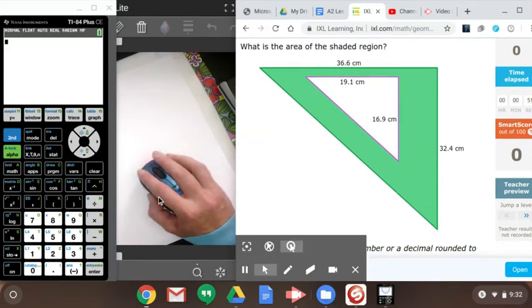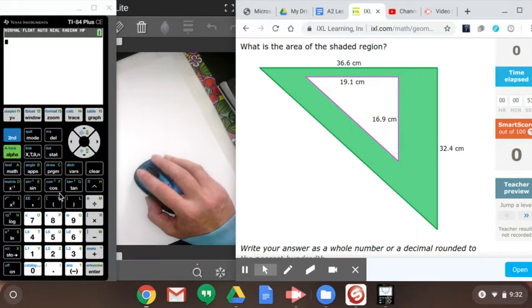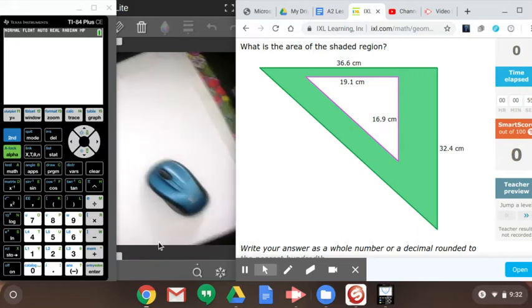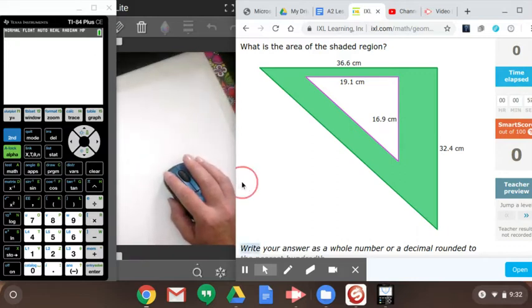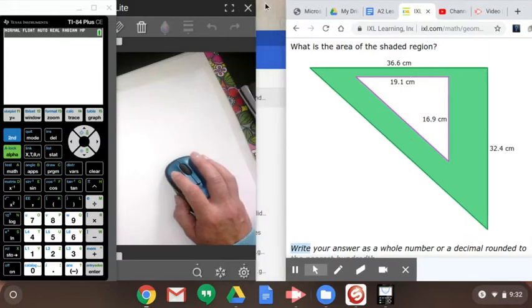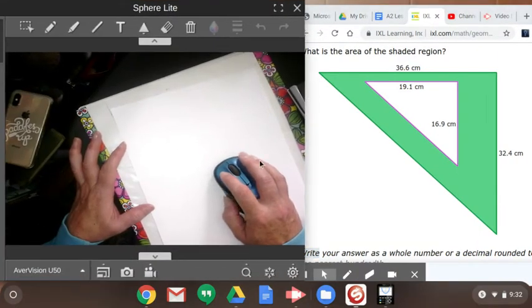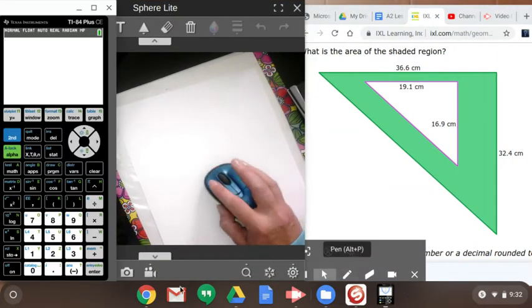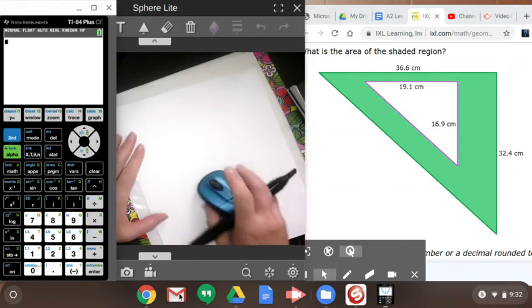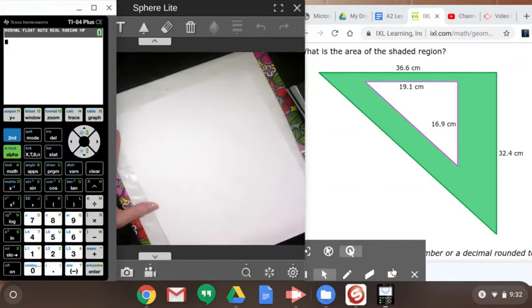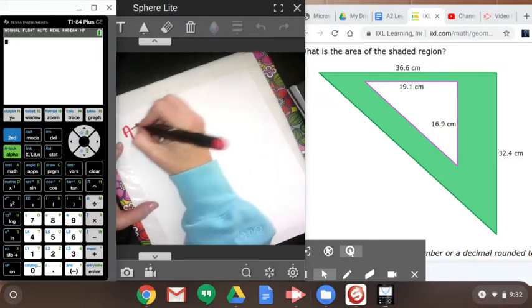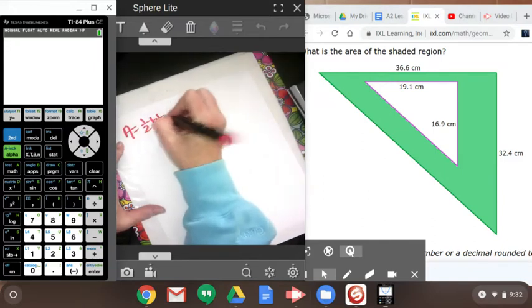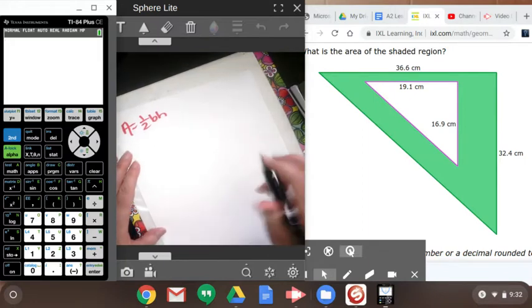So if you're doing the shaded region of a question, I'm going to try to fit all that I want on one thing here. We want to find the area of the bigger triangle and subtract the area of the one that looks like it was cut out. The area of a triangle is 1/2 base times height. So we have to find the area of the larger triangle.